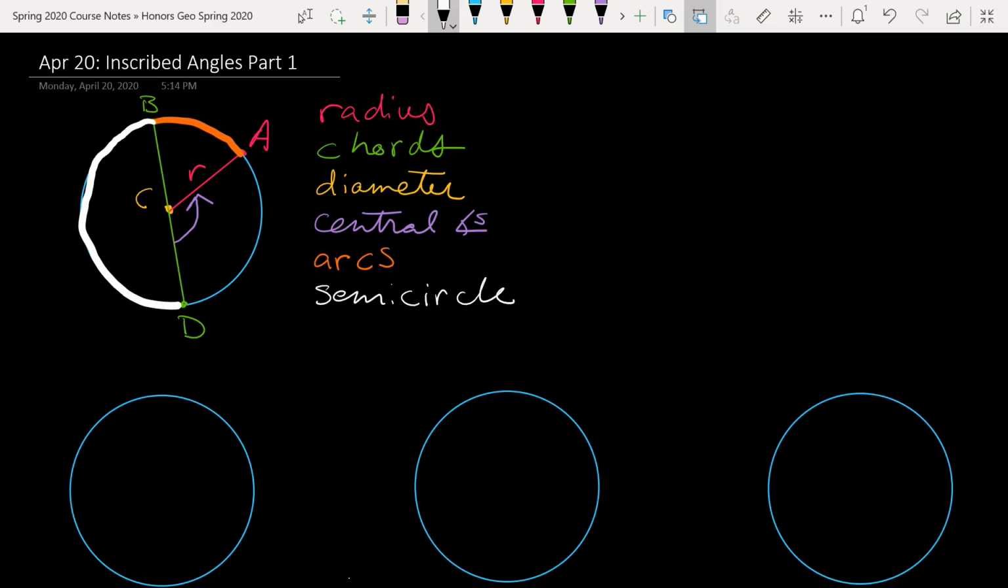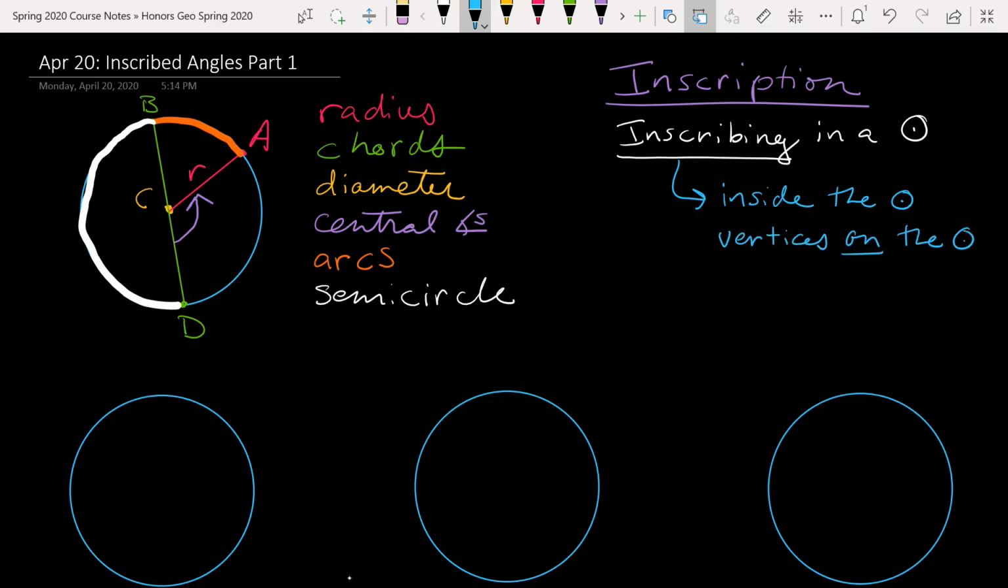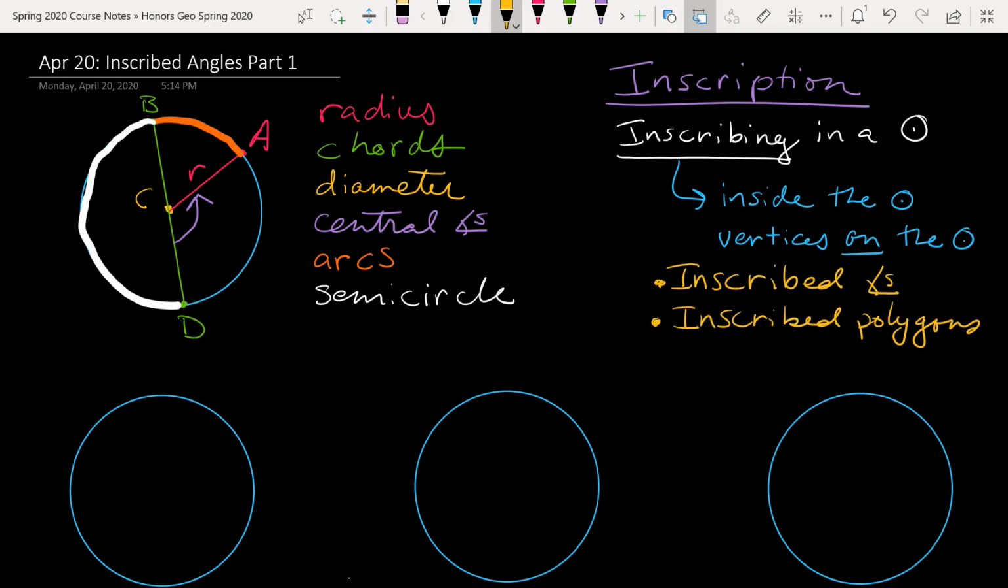We've discussed the various theorems involving these objects, the measures of arcs, the lengths of arcs, the measures of central angles. But now we're going to get on into a topic that's one of the favorite habits of most geometers. It's a concept called inscription. You'll usually hear about it as inscribing things into a circle. When we talk about inscribing, all we mean is that it's something inside the circle whose vertices are on the circle. As a result, we can talk about inscribed angles and inscribed polygons.